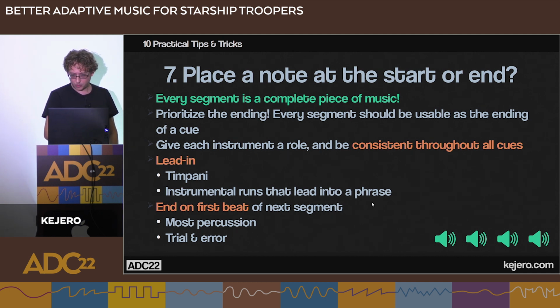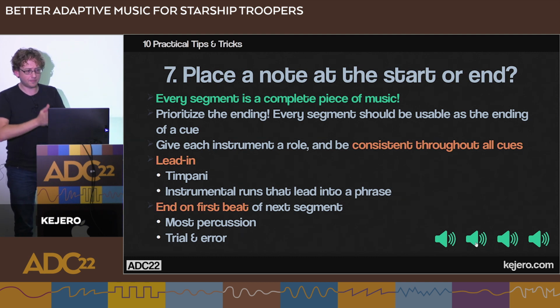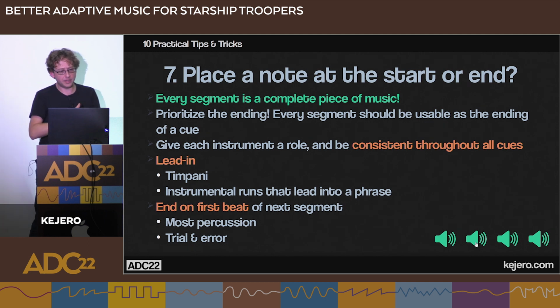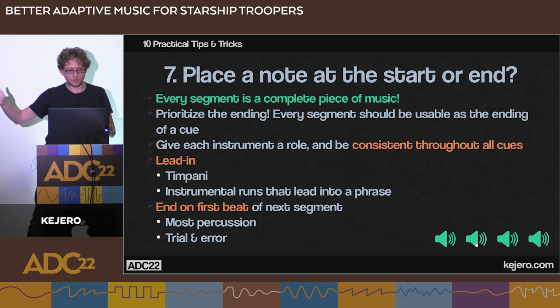So here's a quick example of how the timpani has a very short lead-in, and it plays on that first note. It doesn't play on the last note, which again is the first beat of the next measure. But all the other percussions, they do not perform on the first beat, but they do punctuate that first beat of the next measure.